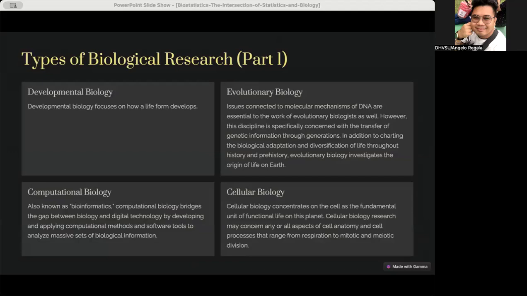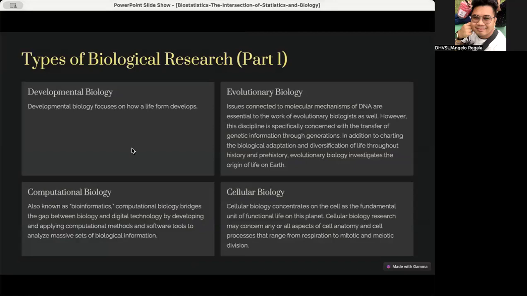So the first one is developmental biology. From the name itself, developmental biology's main focus is how we understand life. How does life develop?